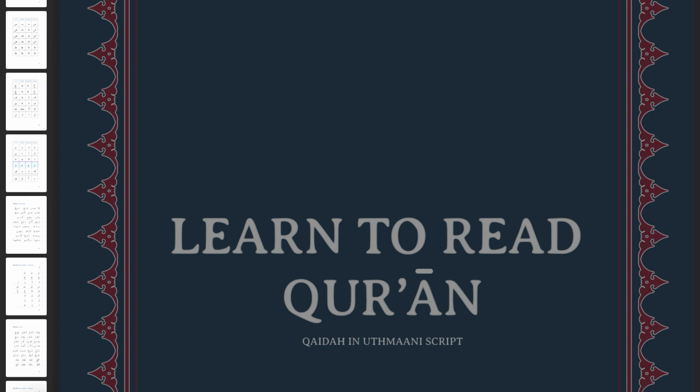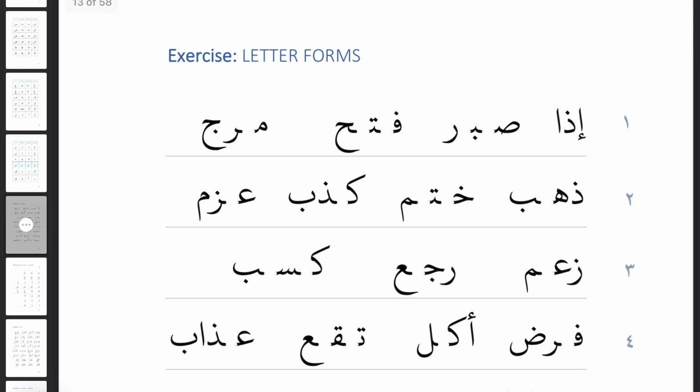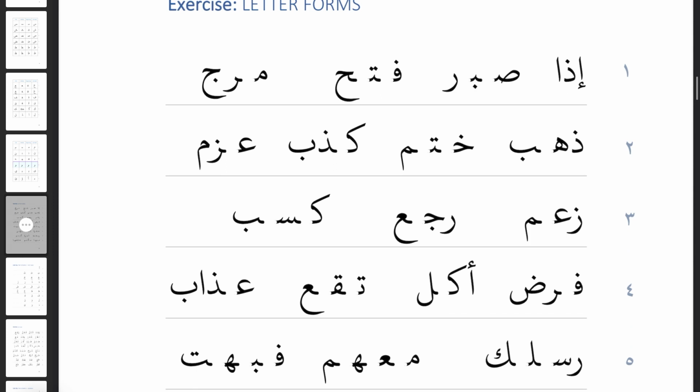So we've gone through the alphabet and we've looked at how the letters will seem at the beginning and middle and end of a word. So in this lesson, we're actually going to practice that knowledge by looking at letter forms and hopefully recognizing them. So this is our exercise on letter forms, and let's make a start. I'm going to read them out, and hopefully you'll be saying to yourself, oh yes, I knew that. Oh yes, I got that right, because hopefully you will be able to recognize all of the letters here.